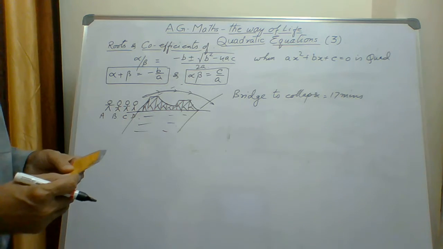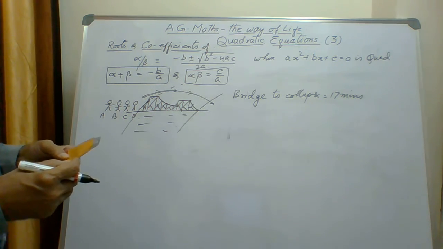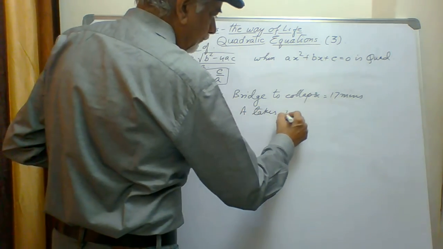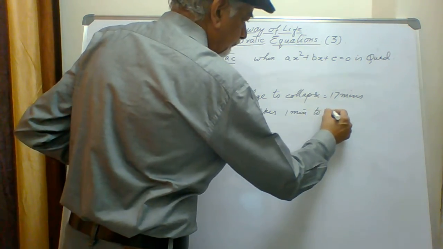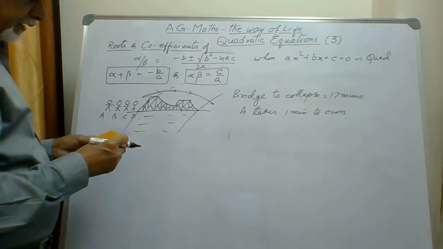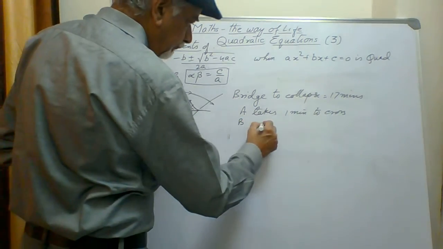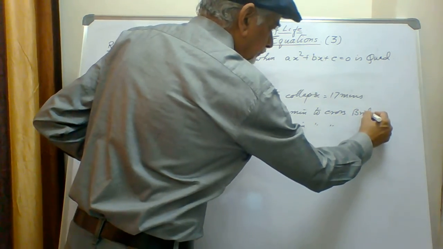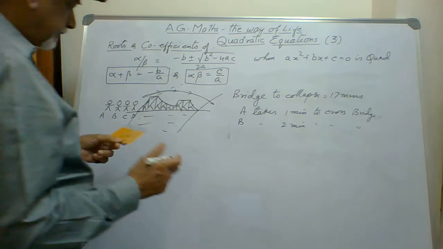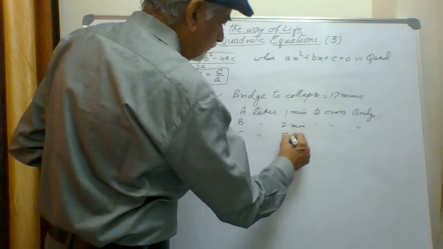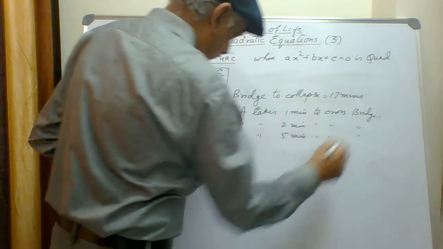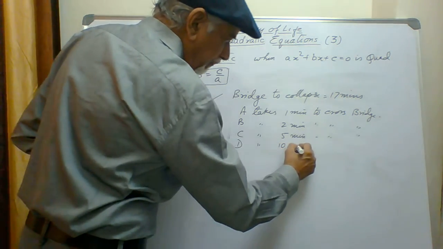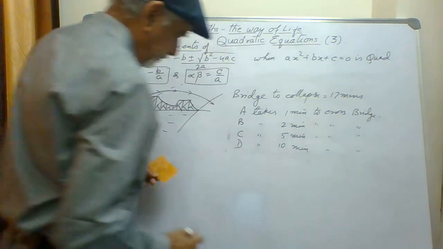A takes 1 minute to cross the bridge. Then B takes 2 minutes to cross. C takes 5 minutes. And D takes 10 minutes, maybe a small child, 10 minutes to cross the bridge.